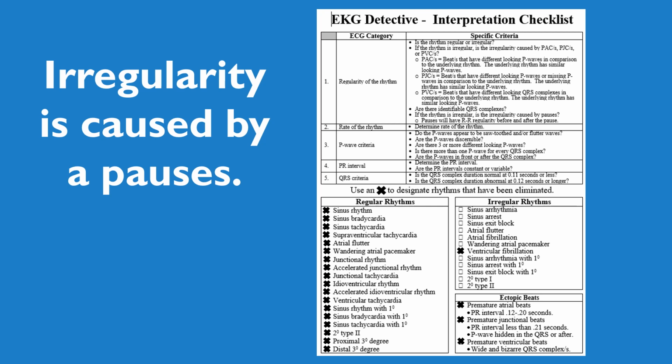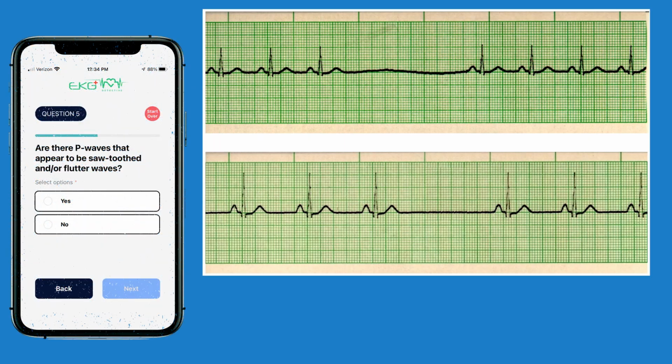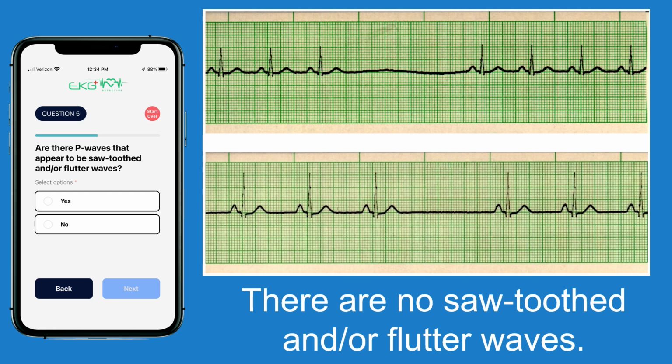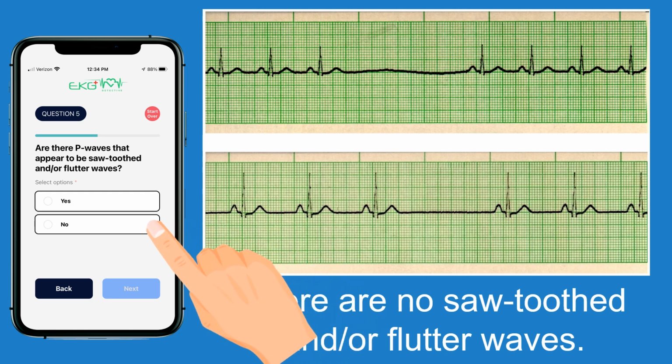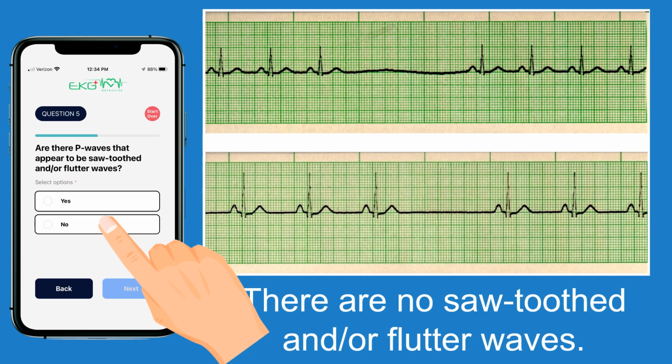Referring to our checklist, since we do have pauses, that means we can eliminate sinus arrhythmia, atrial fibrillation, as well as wandering atrial pacemaker because those three rhythms typically aren't associated with pauses. Question 5 is asking, are there P waves that appear to be sawtooth and or flutter waves? Looking at this ECG, it doesn't appear like we have any extra P waves or flutter waves in this rhythm. So we will go to our app, we will select no, and then we'll hit next to go to the next screen.